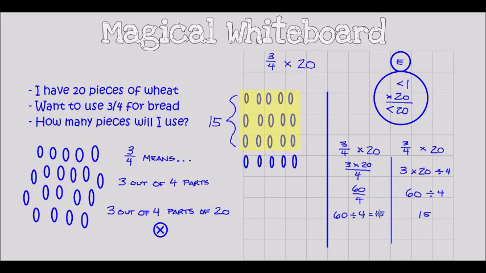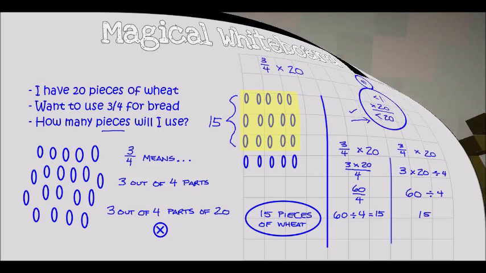So all 3 times we got 15, which is a good sign, but also, is 15 reasonable? Well, yes it is, because it's close to but less than 20, so I will give myself a check mark. But my answer is not complete because it's not what number, it's how many pieces of wheat will I use. So my final and complete answer is 15 pieces of wheat.